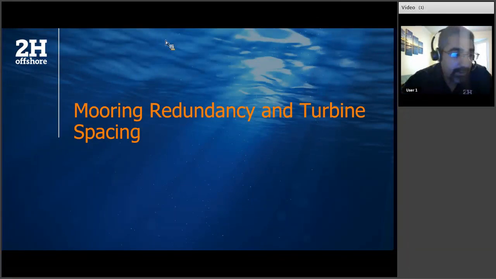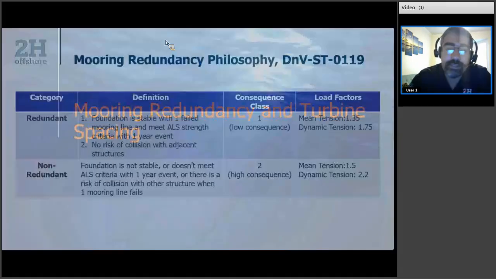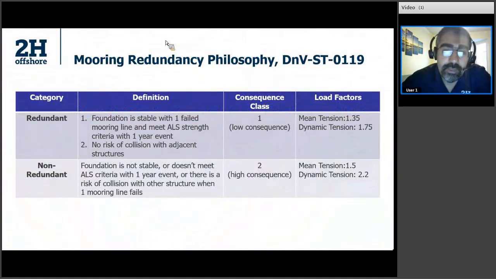I like to talk about the mooring redundancy philosophy and turbine spacing in deep water, how the two are related, and how it can affect our design. First of all, I want to go through the definition of redundant and non-redundant system.